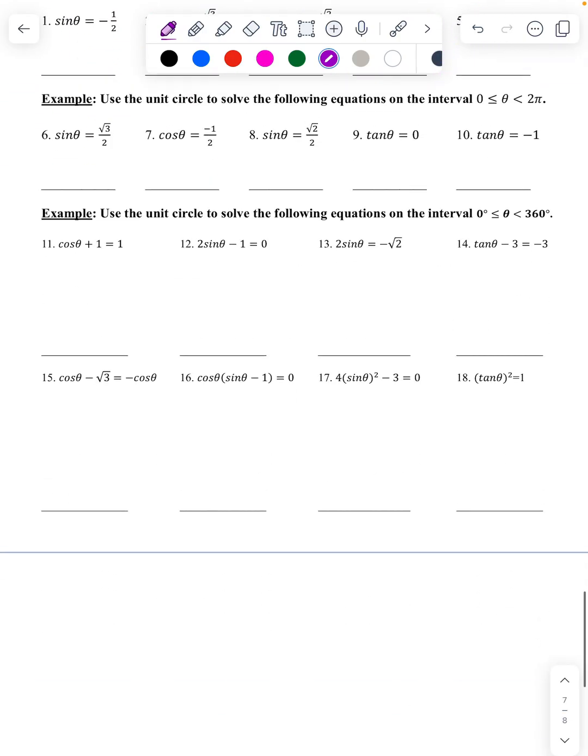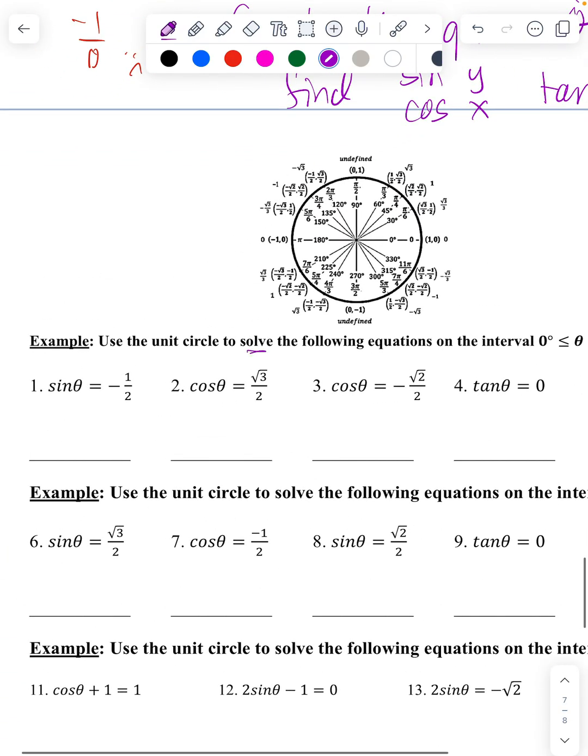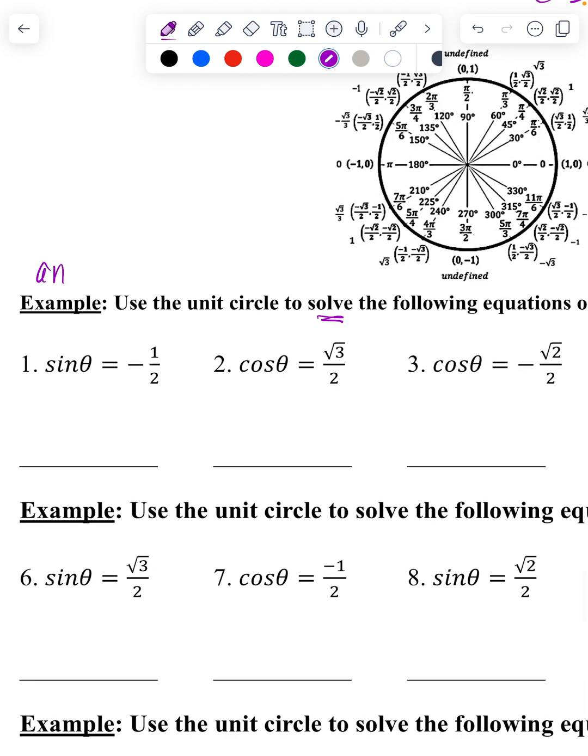Phase 2, there's a lot of examples. We are going to use the unit circle to solve. So here we're going to go to the unit circle and find where is a certain value located. So here our answers are the angles.